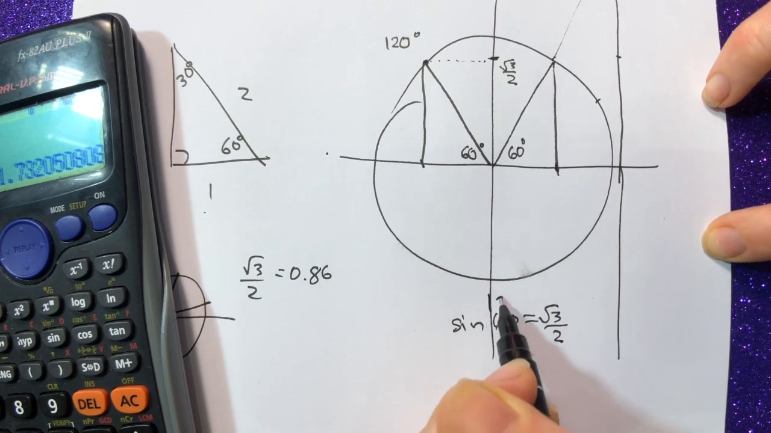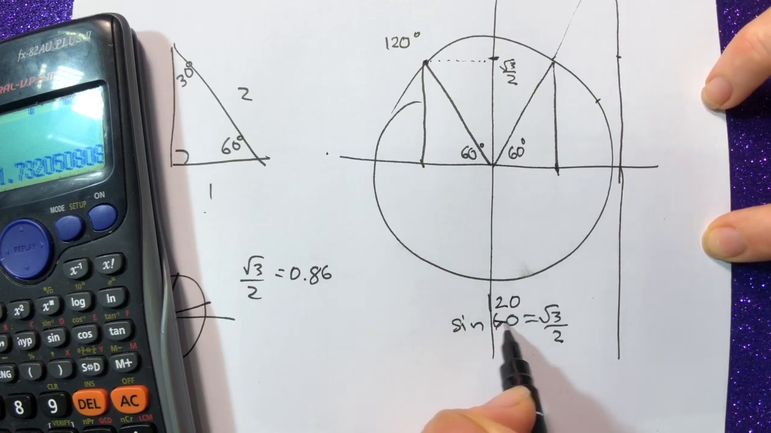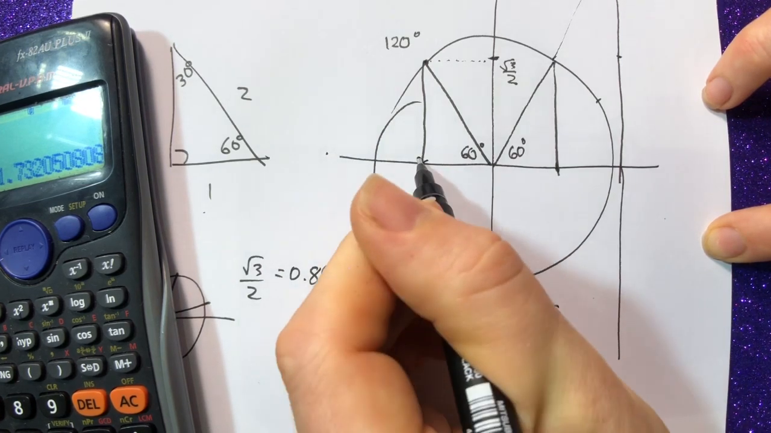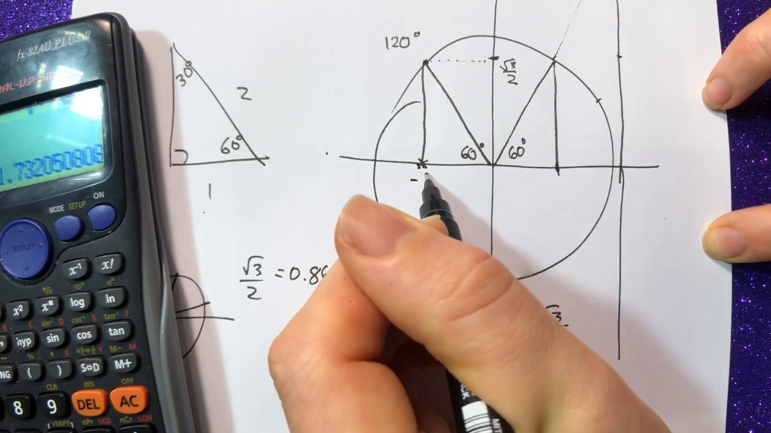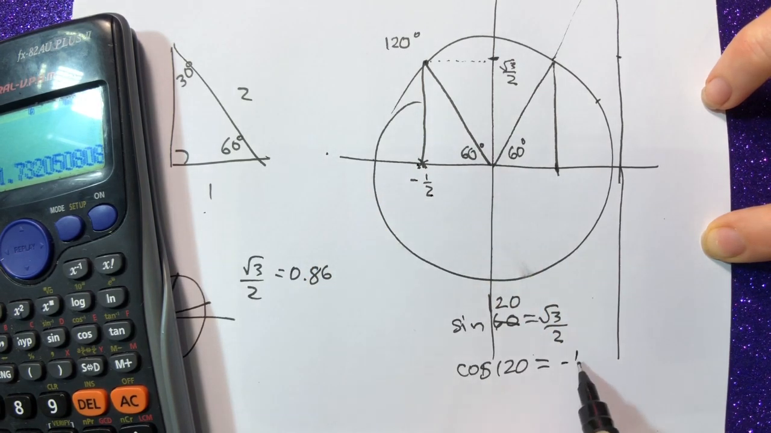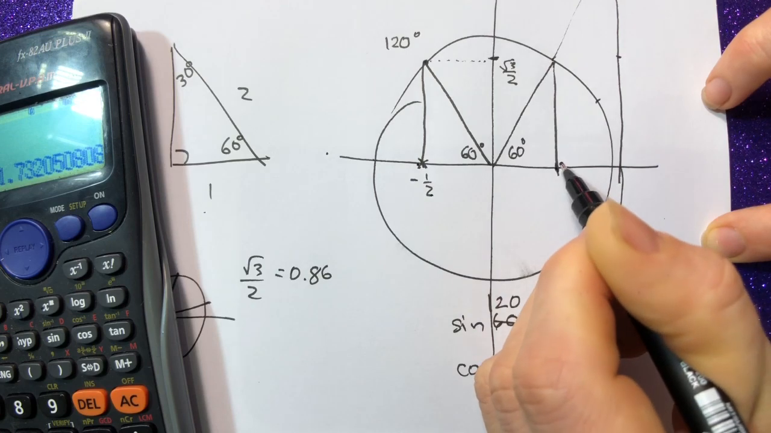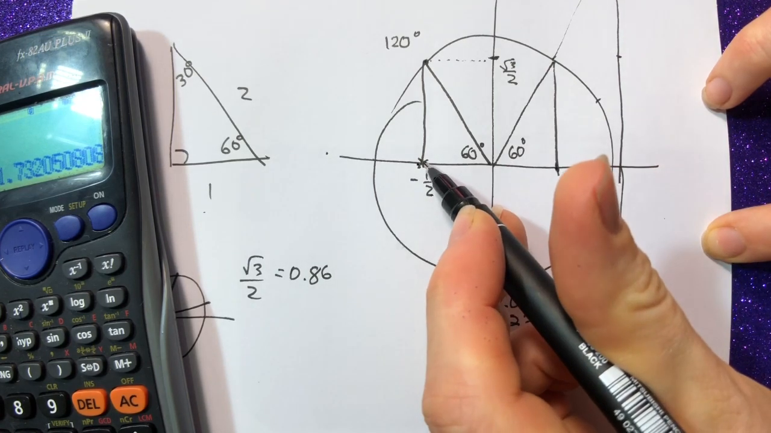Oh, 120 is also root 3 on 2. That's where I was actually trying to get to. The cos of 120 will be the x value, which is still looking like a half, halfway along, but it's negative a half. Because this was positive a half, it's exactly the same size, but it's on the other side.